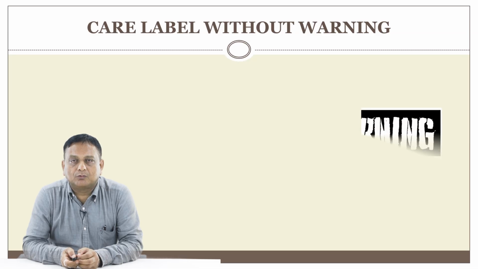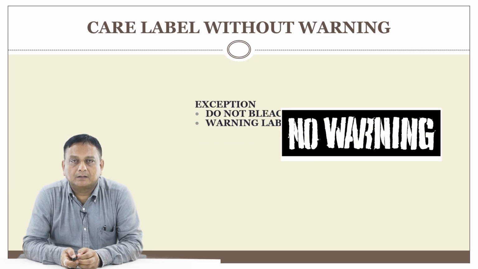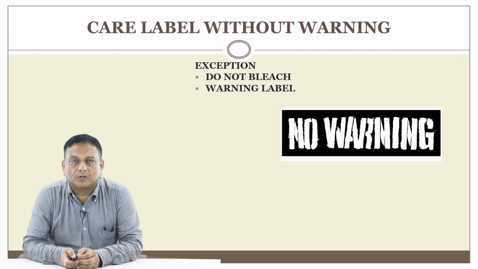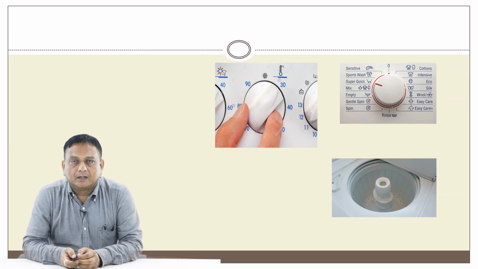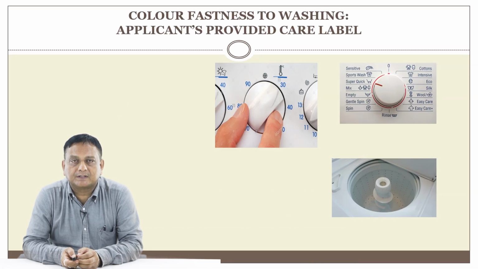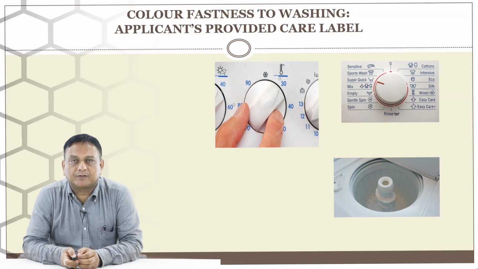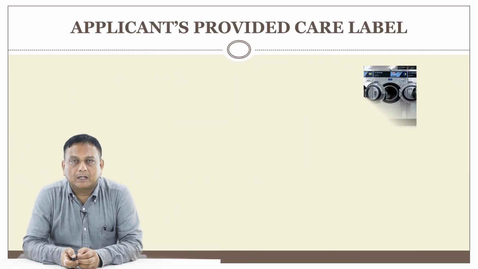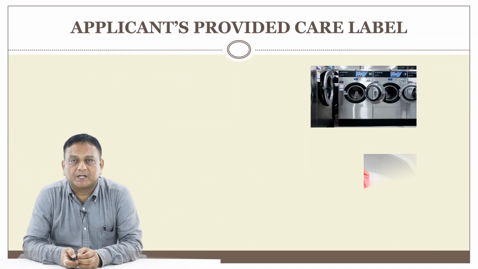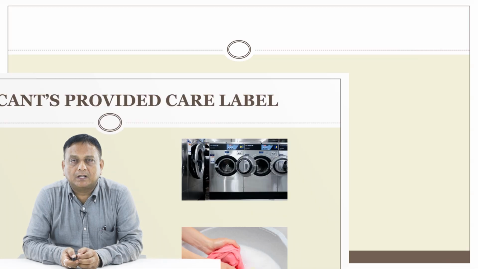Now care level without warning, okay, and no warning, and do not bleach warning level also must be given in those samples. Now temperature plays an important role, so temperature and how you set the cycles also is important. Applicant provided care level, colorfastness to washing, that must be taken into consideration here. So the applicant's provided care level needs to be checked in the machine and also with the hand wash.